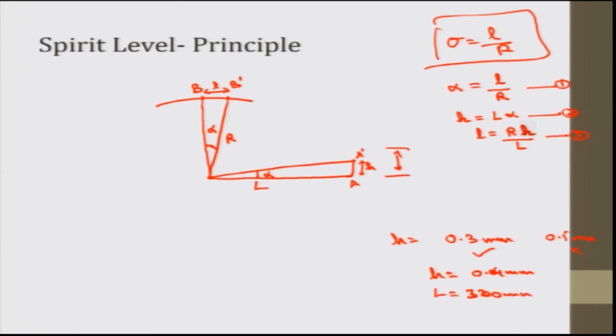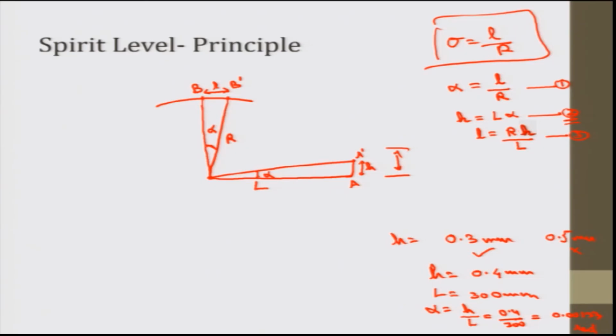Okay. Alpha value we haven't calculated. We can calculate alpha using the equation number 2. Alpha is equal to h by L. Now, this is 0.4 by 300, which is equal to 0.00133 radians. Okay. So, this much radians, and this is alpha. The value of r, that is the curvature of the vial.